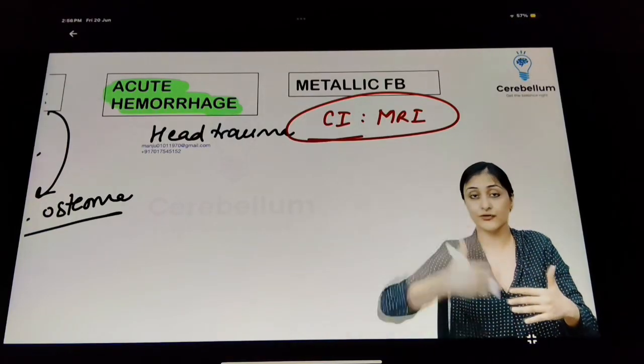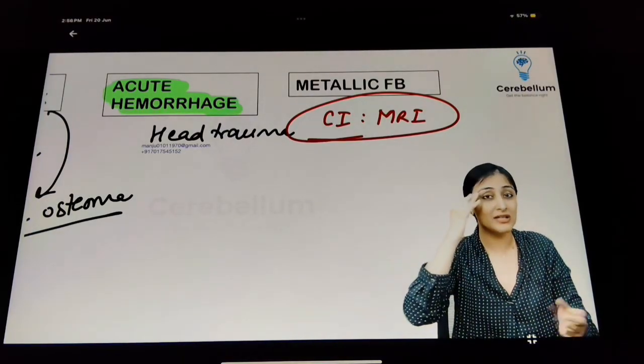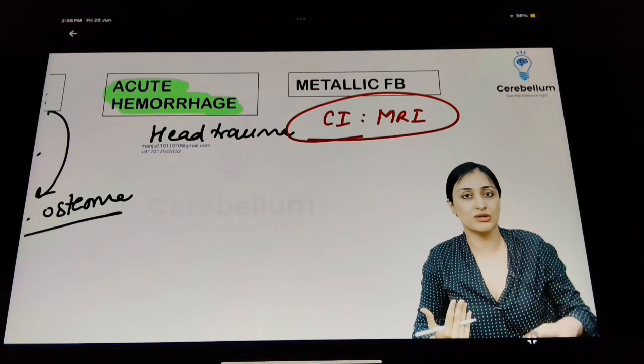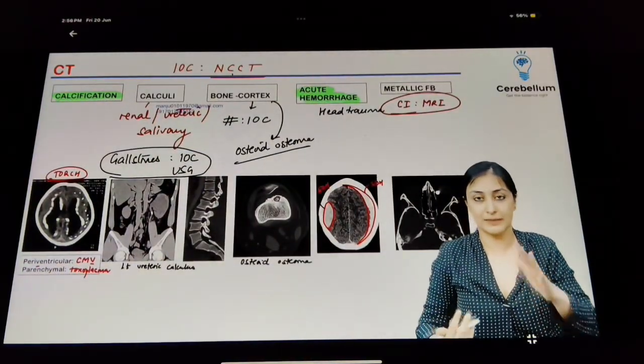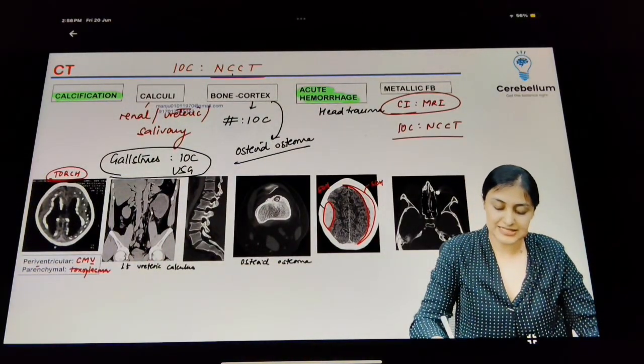If you've ever gone to an MRI, they're first going to be screening the patient. Did you get some dental implant? Do you have any bullet in your body? You know, so basically you have to rule out metal from the patient. Otherwise you can't do an MRI. The best investigation is a simple non-contrast CT where the metal will shine out.